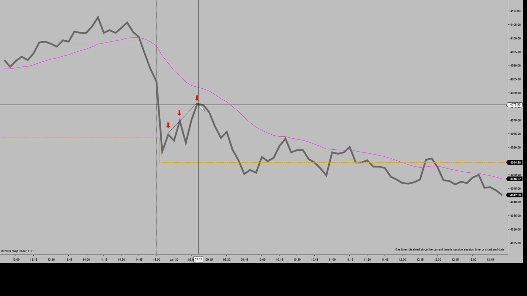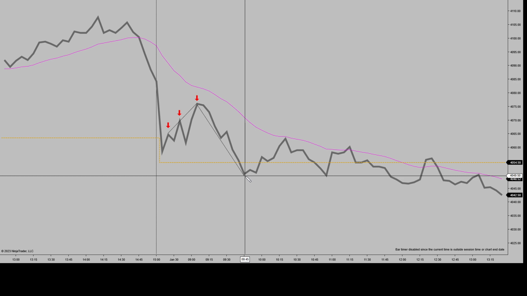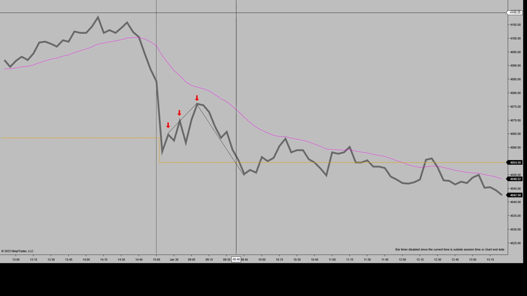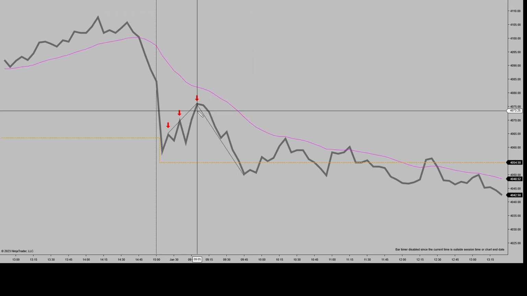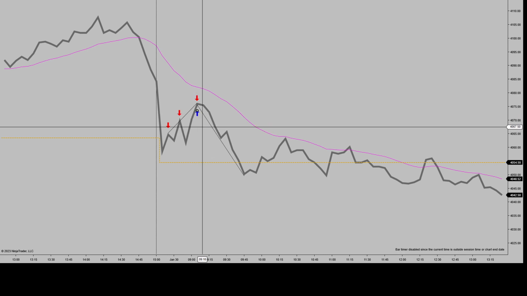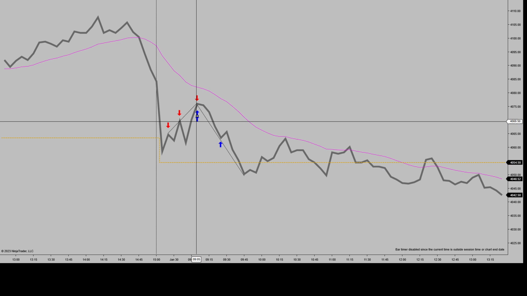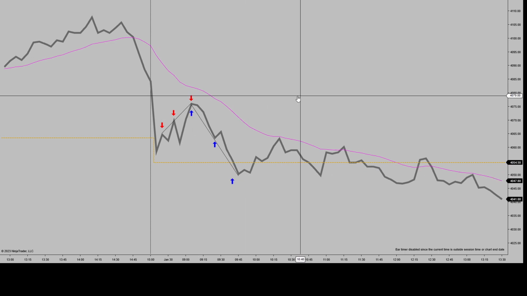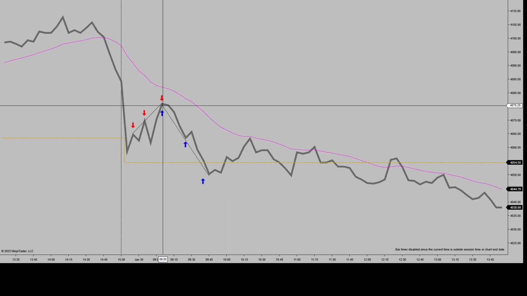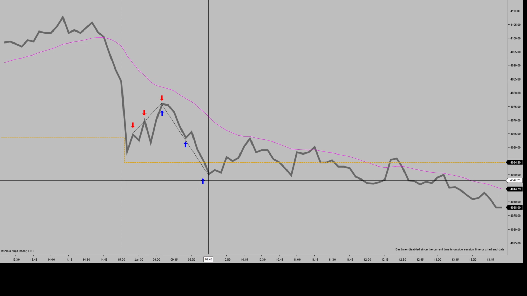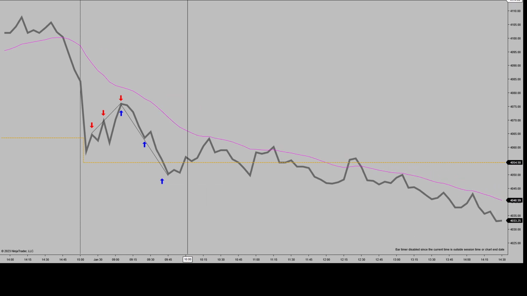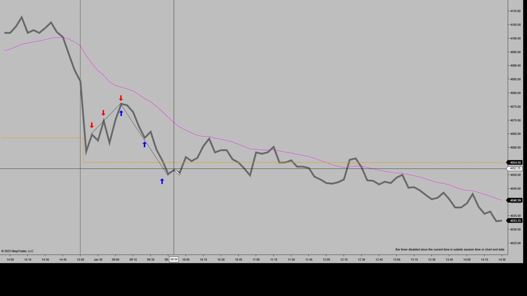So here's our peak, 1, 2, 3. We got another wedge. Of course, trend is your friend, so unless you're more advanced than me, you don't want to be taking longs on a bear trend. So there's our 3 pushes down. 1, 2, 3. Now look, we have a minor reversal.